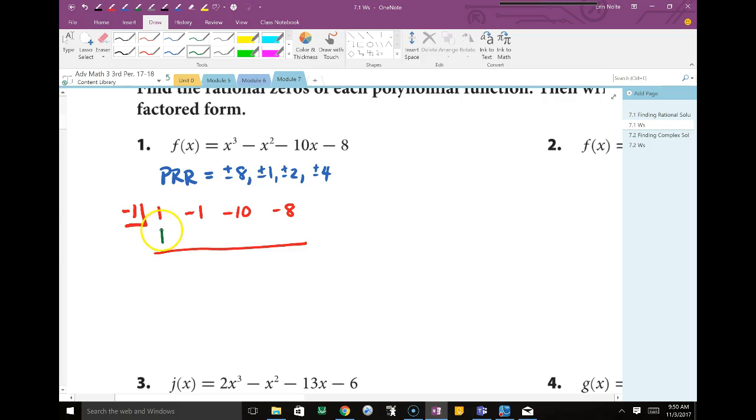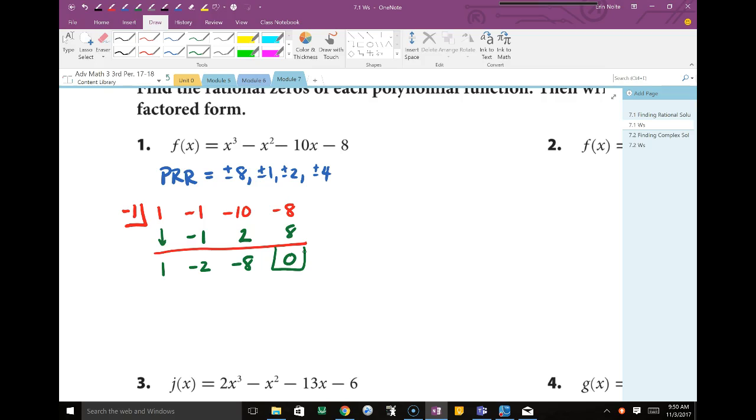We drop the 1 and we multiply. What's 1 times -1? -1. And -1 plus -1? -2, and -2 times -1? +2. -10 plus 2? -8, times -1? 8, and a remainder of 0. I always like to put the remainder in a box because it helps me remember that that's the remainder. So, just like that, we proved that -1 is in fact a zero.